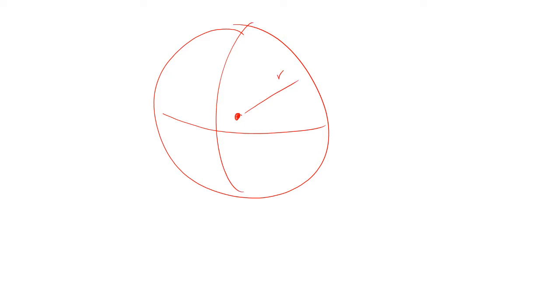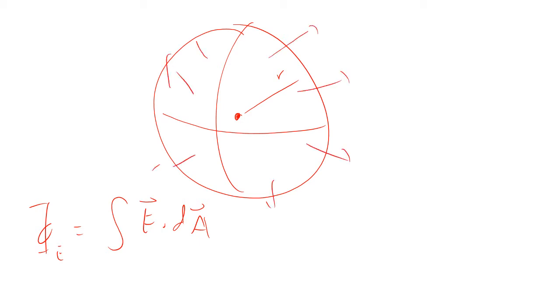Well, we know that the general form of the flux is going to be the integral E dot dA, okay? And the nice thing about this is that the electric field just goes straight out, so that means the dot product is not an issue. It's just the integral of E dA. And if we're always the same distance away, some radius r, then the electric field is constant.